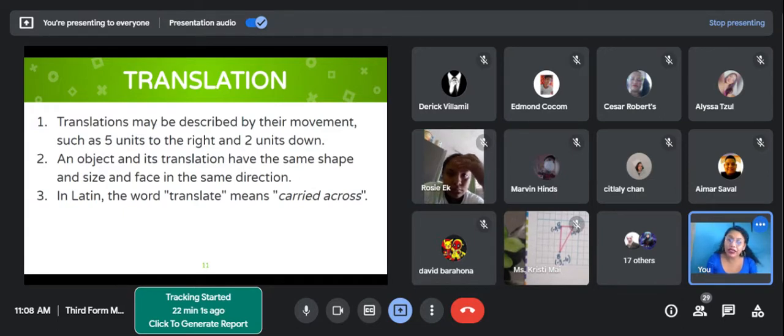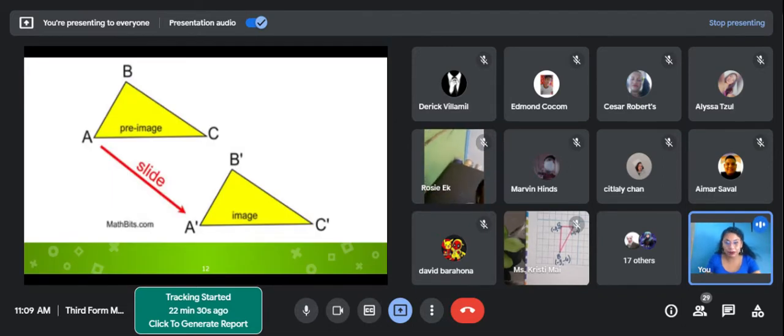An object and its translation have the same shape and size and face in the same direction, right? So we don't change the shape at all. Not like in reflection, when we have to flip it, or when we are rotating, we have to turn the image. In translation, the shape remains exactly the same. Only its position has moved to another position.